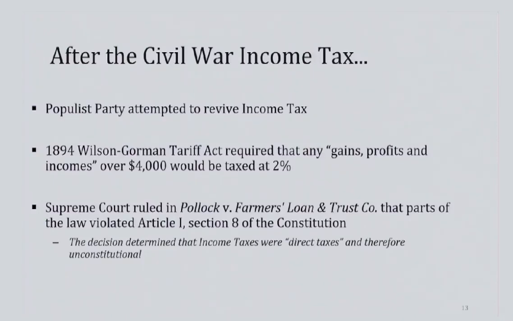The law was challenged in court, making its way to the Supreme Court, which struck down parts of the law on the grounds that the income tax violated the rule stating direct taxes must be apportioned as laid out in the Constitution, thereby declaring income tax unconstitutional in 1895.